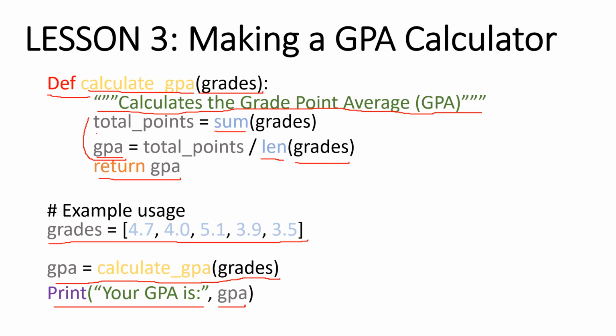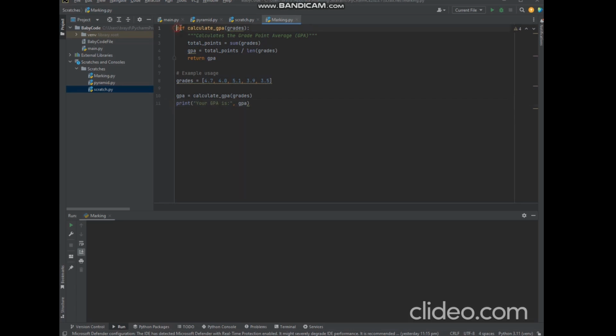Let's see this in action now. All right, here's our program. We are now going to run this program. As you can see, we have calculate_gpa there. And as you can tie this back down to the bottom there, we have our return gpa. We have the total points. It's going to multiply and divide. And then once we hit run, there you go, our GPA.